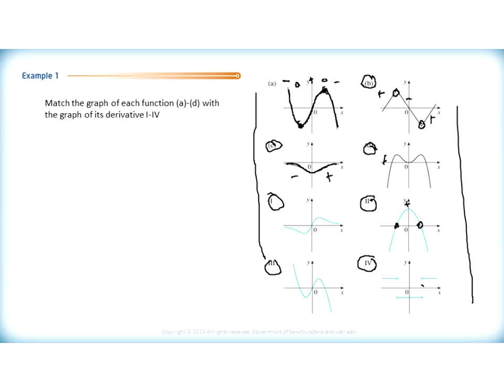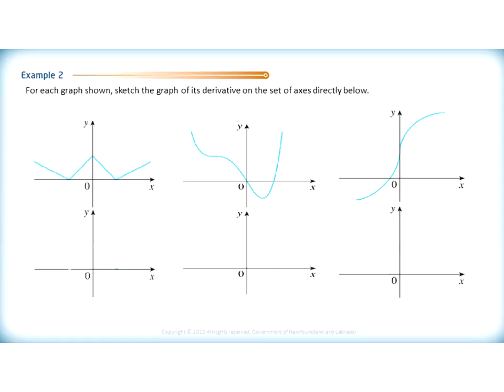Let's see, increase, then decrease, then increase, then decrease. So let's see what that means down here. It's positive, negative, positive, negative. Exactly. Okay, so that's how we match those up. So hopefully that wasn't too confusing for you.